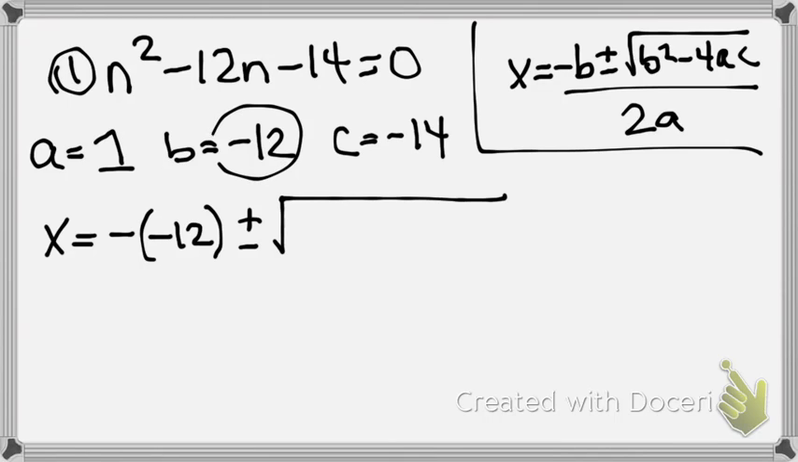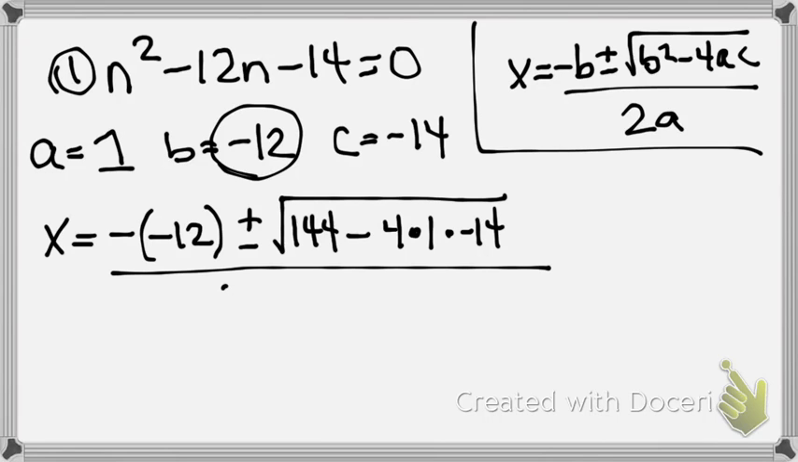Can you look at b and tell me what b squared is? Negative 12. What's b squared? 144. It turns positive, right? Minus 4 times 1 times negative 14. All of that is over 2 times 1. So let's simplify. So x equals 12 plus or minus.